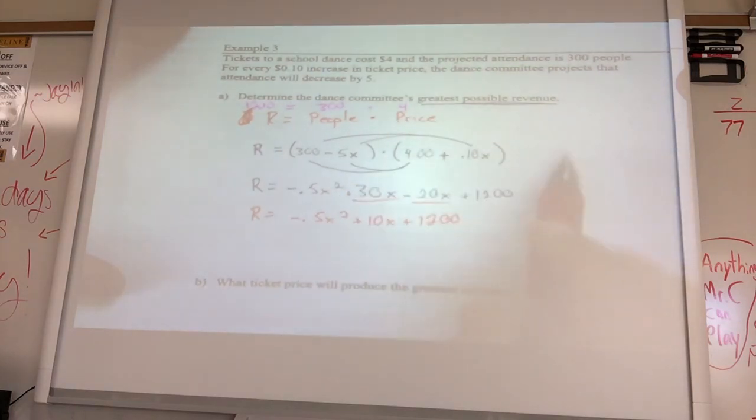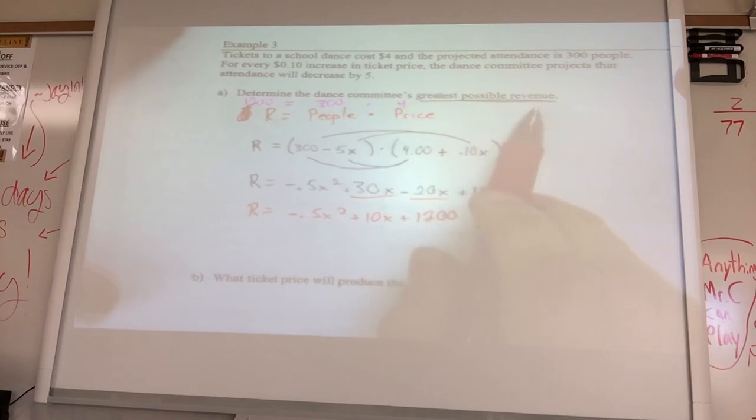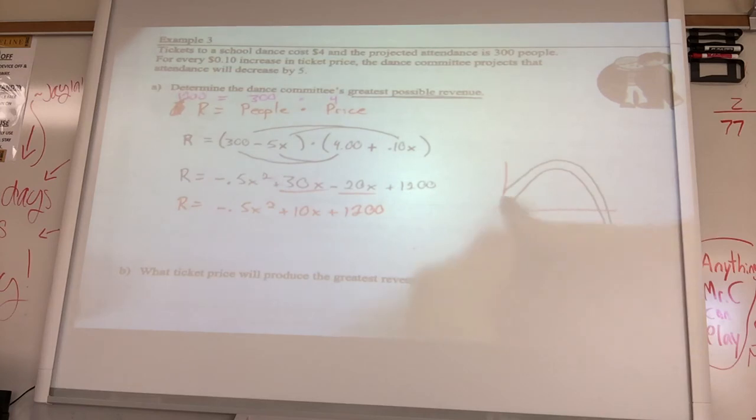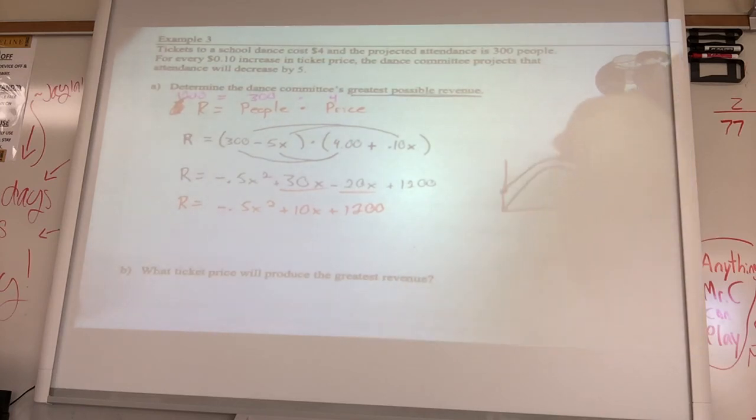And if I'm going to find the greatest possible revenue, it's the same idea. Here's the revenue curve, something like this. The problem is it actually starts at 1200. So in all actuality, it might look something like that, where this starting point is 1200. Again, doesn't matter. I'm looking for the vertex.